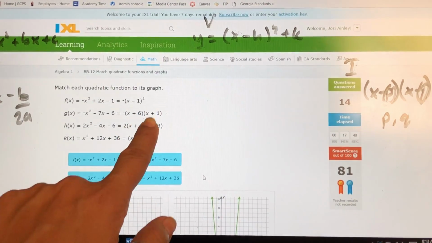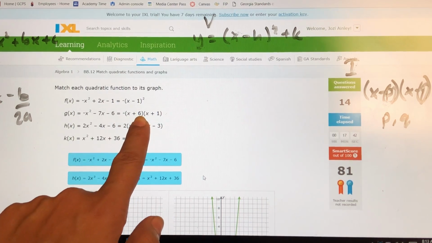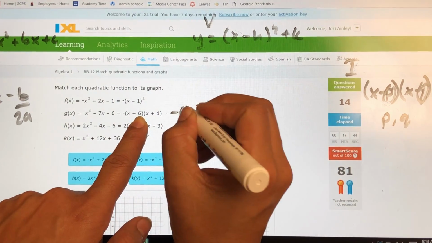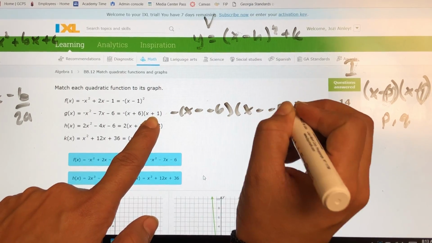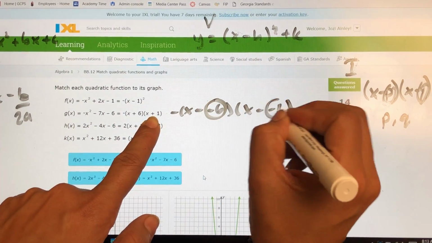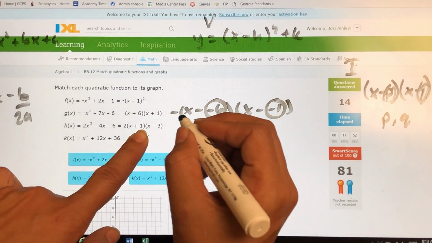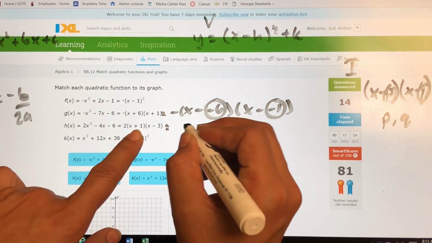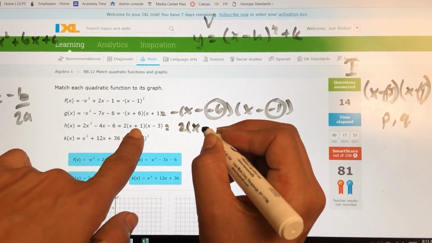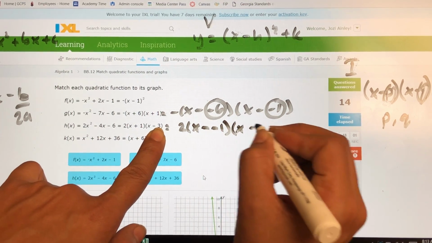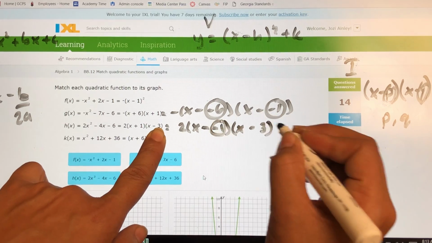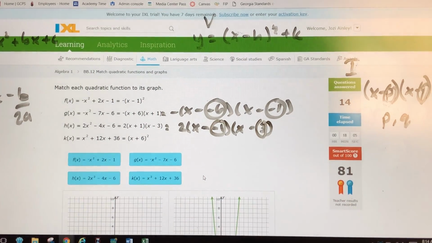Here are my roots right here. Okay, so I need minus minus on this one. So I need to rewrite this: x minus minus 6, and I need x minus minus 1. So it's negative 6, negative 1. Is there another root? Yes, here we go. This one is 2x, and it's plus, so it has to be minus, minus, minus 1. This one's already minus, so I'm just leaving it like that. So this is negative 1, 3. So those are my roots.